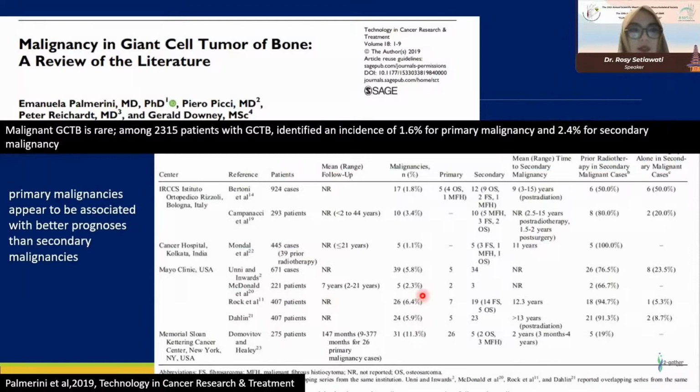This is also a study of malignancy in giant cell tumor of bone, a literature review, in which it is found that the incidence of primary malignancy is about 1.6% and of secondary malignancy about 2.4% of cases. And primary malignancy appears to be associated with a better prognosis than secondary malignancy.